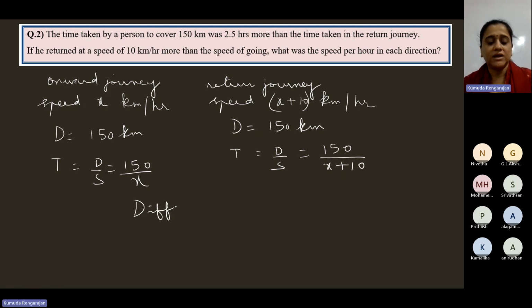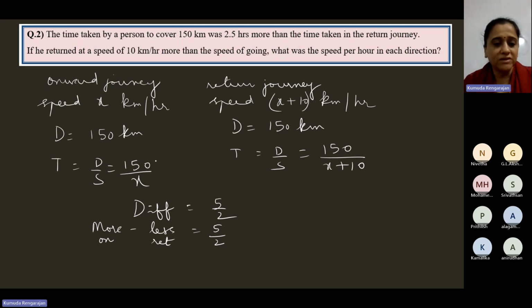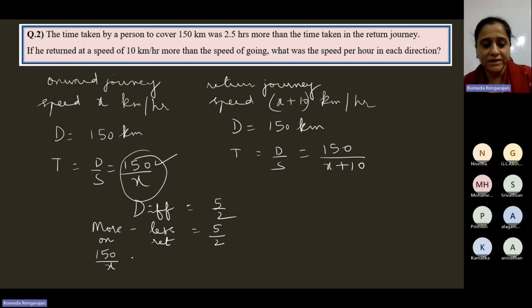The difference in time taken is 2.5 hours or 5/2. So more time taken minus less time taken is equal to 5/2. More time taken is in the onward journey, less time taken is in the return journey. So onward journey, what's the time taken? 150 by x. This expression represents the time taken, minus the time taken in the return journey, is equal to 5 by 2.